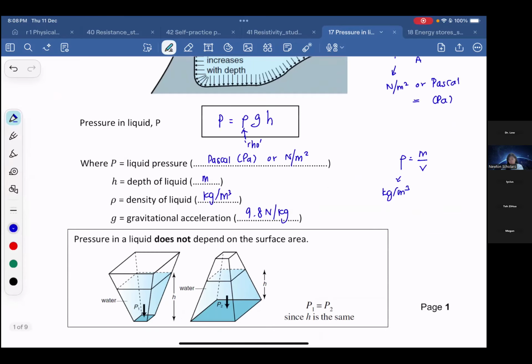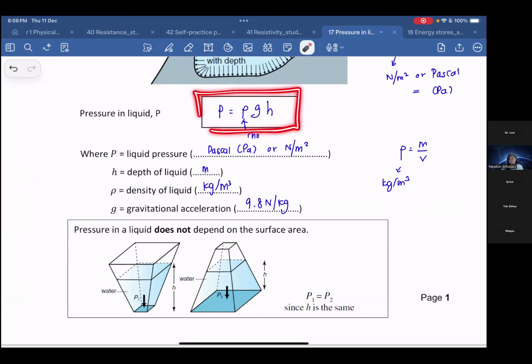Based on this formula, pressure in liquid does not involve any area, meaning it is not affected by the surface area. It is different from pressure in solid. From here to here and this one to this one, as long as their depth is the same, no matter whether one has a larger surface area and the other a smaller one, the pressure acting on this point is the same. P1 equals P2, because their depths are the same.